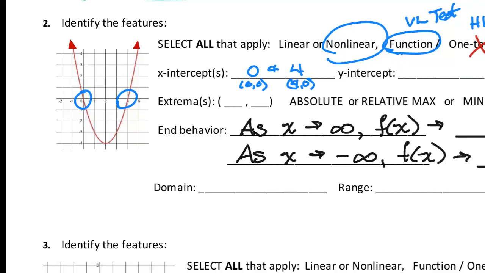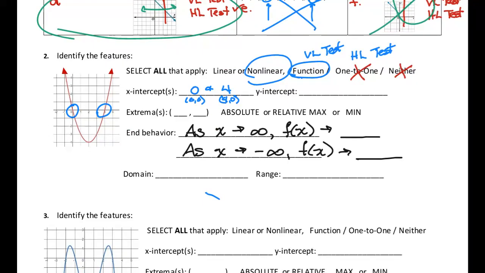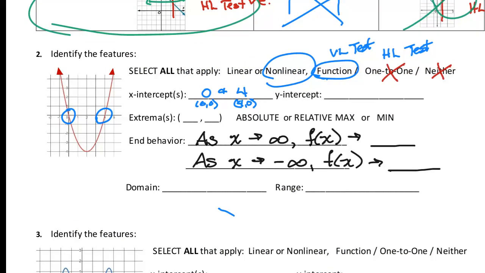Did I say something wrong? No? Okay. All right, what about the y-intercept? Who haven't I heard from yet? Tiana, what's my y-intercept here? Where does my graph cross the y-axis?